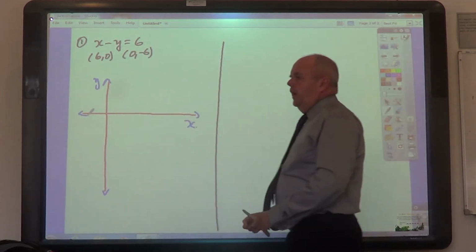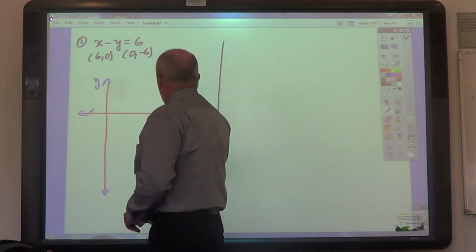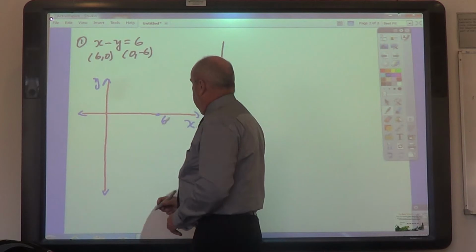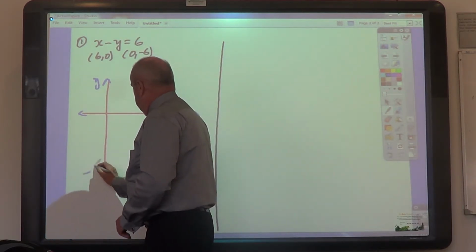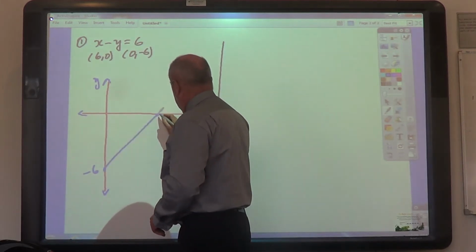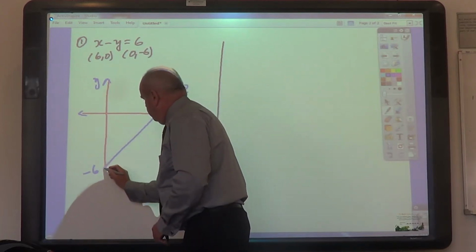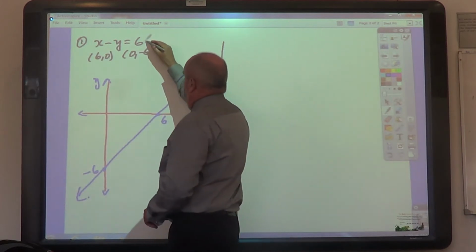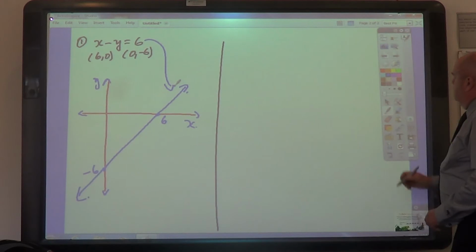And all I need to do now is this. I need to put a kind of random coordinate there on the x-axis, and I'm going to label that 6, and a randomish one there, -6, and all I need to do is join the dots, and produce the line on either side with arrows on it. And I should, of course, label that plot.